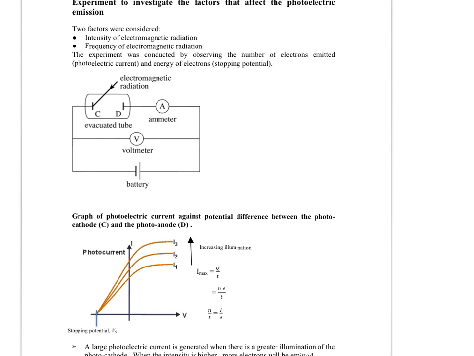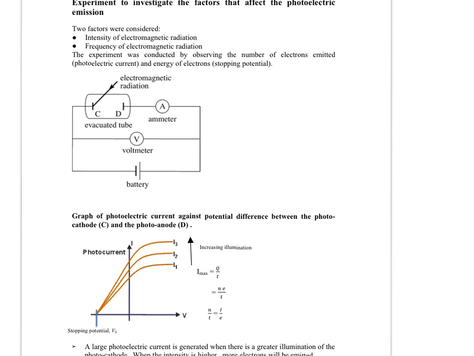So the next experiment that they decided to do was to investigate what are the factors that affect photoelectric emission. So they actually considered two things. One is the intensity of the EM radiation. For example, if you're using blue light, a more intense means a brighter blue light. And the second thing they're testing is the frequency of EM radiation. So you don't use blue, then you use ultraviolet. You don't use ultraviolet, you use X-ray. So those are the frequencies of EM radiation.